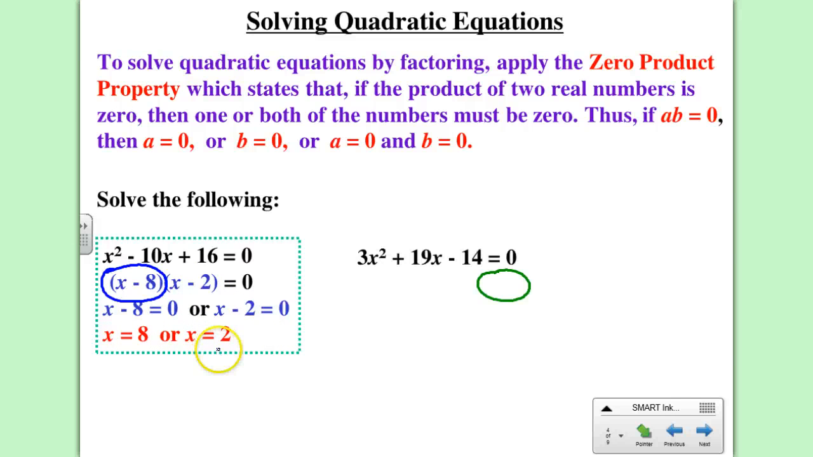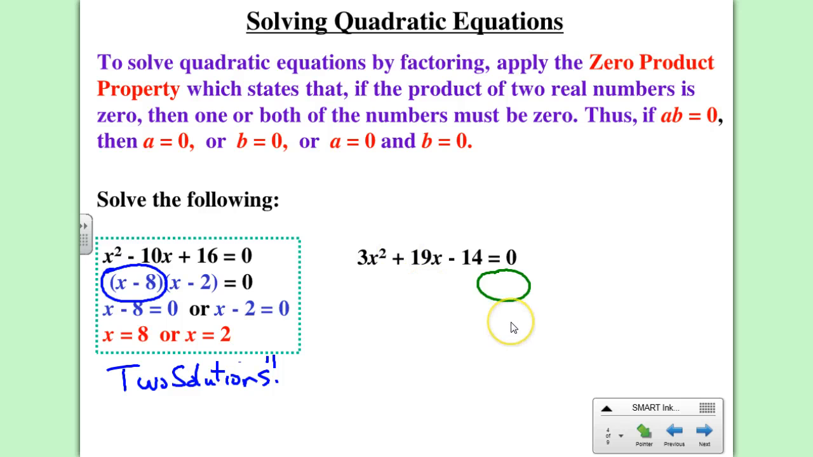Notice that there are two answers for this. There are two solutions. I have a quadratic equation, I have degree 2, and I have two solutions. That didn't used to happen in math 10 or math 9, right? Now I have a tough trinomial. Factor this and tell me what the answers are.